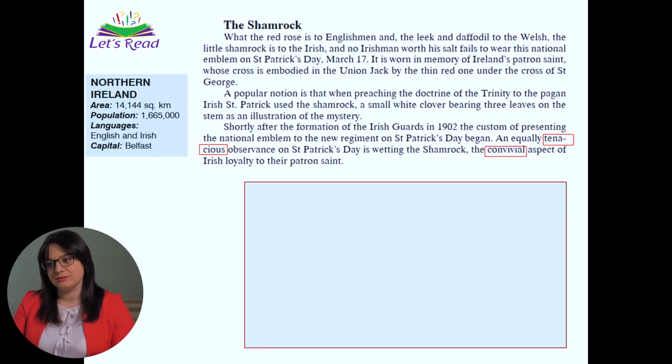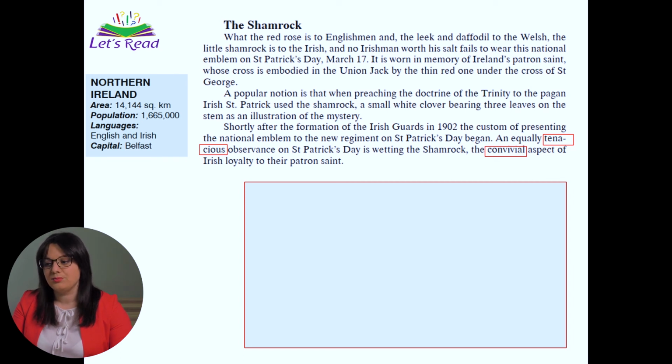The shamrock. What the rose is to Englishmen and the leek and daffodil to the Welsh, the little shamrock is to the Irish, and no Irishman worth his salt fails to wear this national emblem on St. Patrick's Day, March 17. It is worn in memory of Ireland's patron saint, whose cross is embodied in the Union Jack by the thin red one under the cross of St. George.